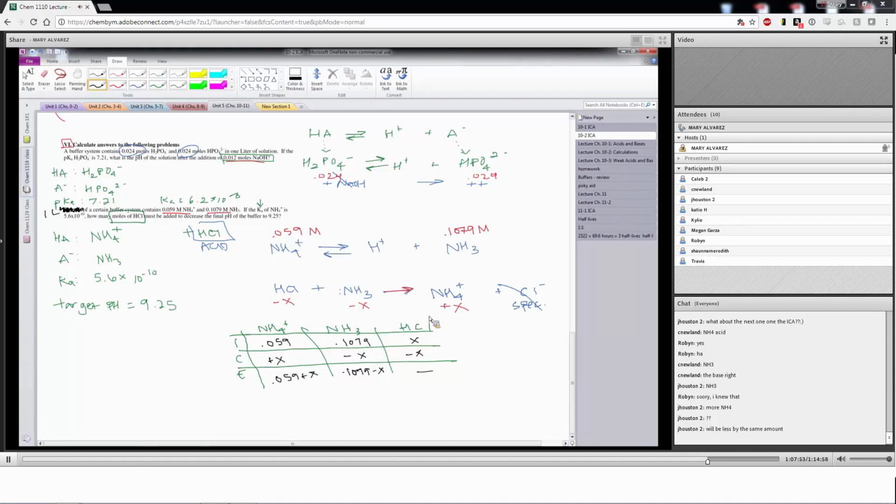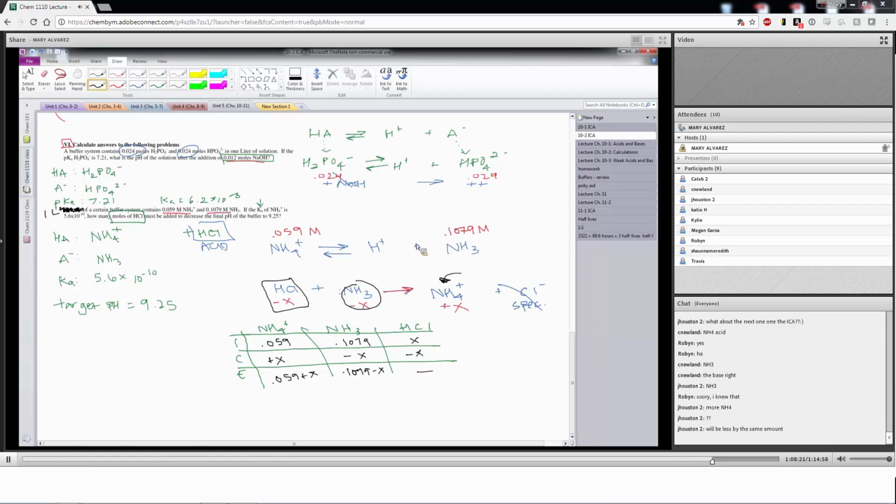The difference between these ones and the last ones is that because we're adding an acid, it reacts with the base to give us less base and more acid. In every case, if I add a strong acid, what I really end up getting is more of my weak acid, HA. And if I add a strong base, what I really end up getting is more of my weak base, the A minus. That is the point of the buffer.